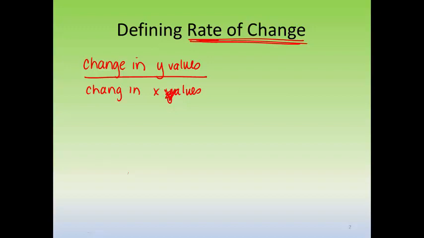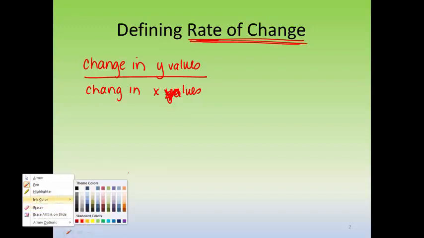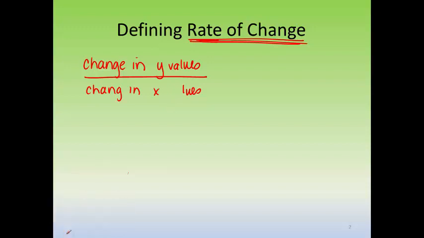I don't know what I got going on there. That's a V. Values. I can't spell values. It's terrible enough I'm going to erase it. Alright. So, our change in y values divided by the change in the x values.